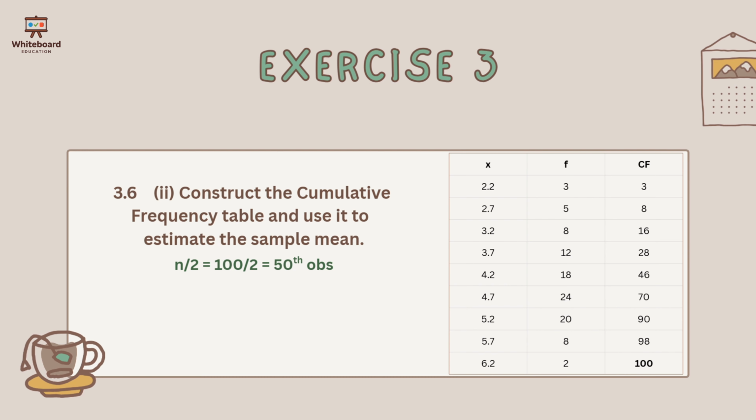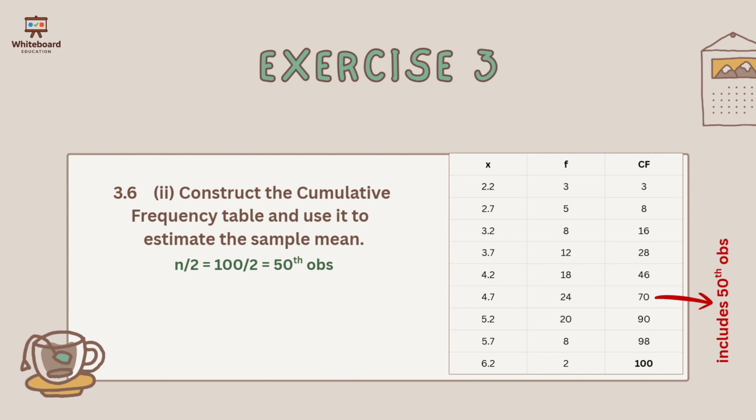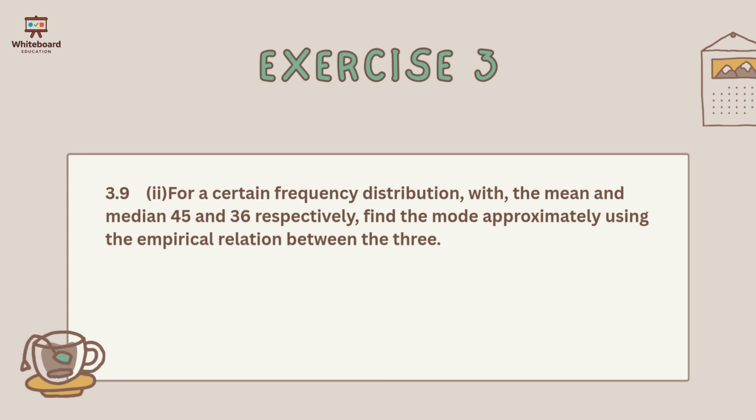For that we do n divided by 2, which equals 100 over 2, that is the 50th observation. And according to our cumulative frequency, the 50th observation lies here. Thus the estimated mean is the corresponding x value, that is 4.7, which is the answer. Next is question 3.9. The answer to its part 1 is given in lecture 3.7.